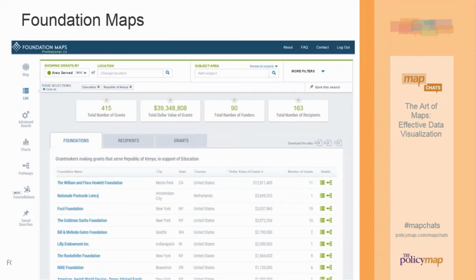The top funders for education in Kenya, let's say I'm working on an education project and I'm in Nairobi. I would say, okay, well, I think my first targeted list is going to be Hewlett, Postcode Lottery in Amsterdam, Ford, Goldman Sachs, Gates, etc. This is like your prospect list, or if you're a funder, these are the people to partner with.